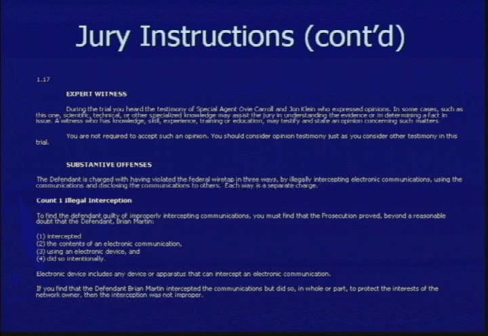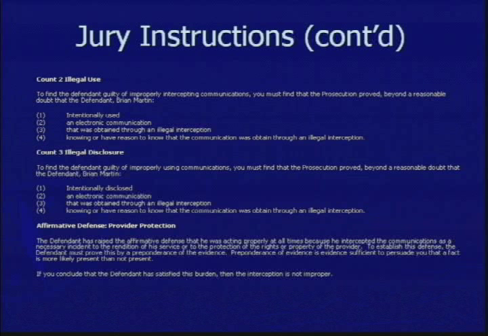An electronic device includes any device or apparatus, and it can be an electronic one, that can intercept an electronic communication. If you find that defendant Brian Martin intercepted the communications, but did so for reasons that will be described in a moment as an affirmative defense to protect the rights and property, then you cannot find the defendant guilty for illegal interception. But I'll describe that in more detail in a moment.